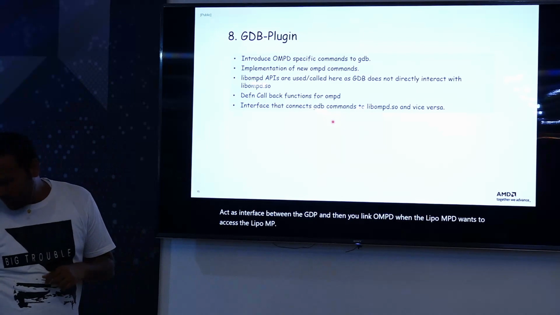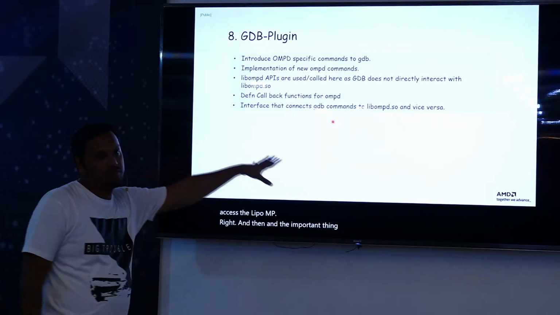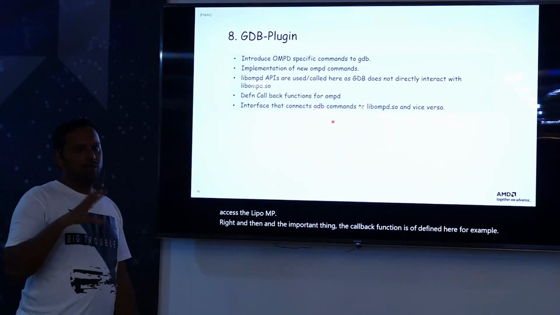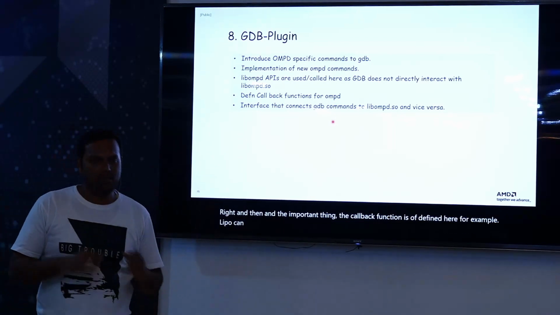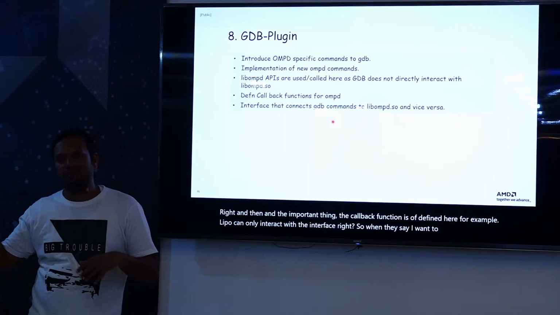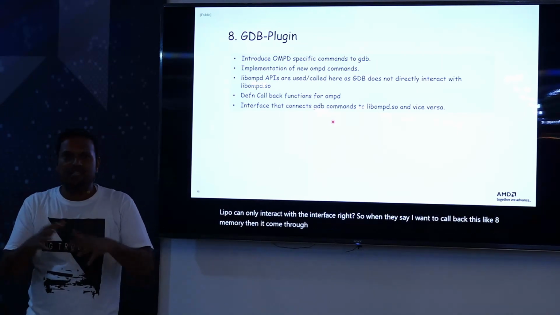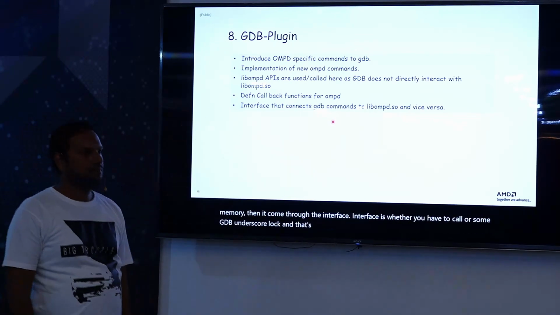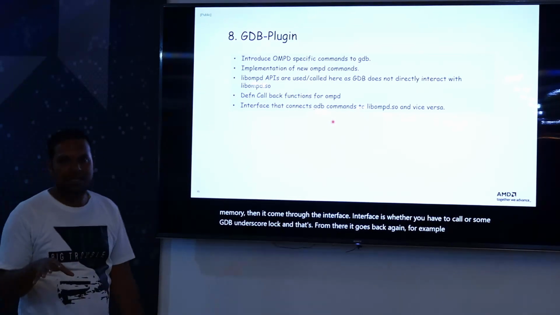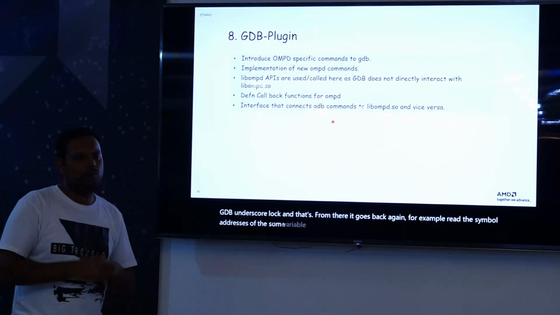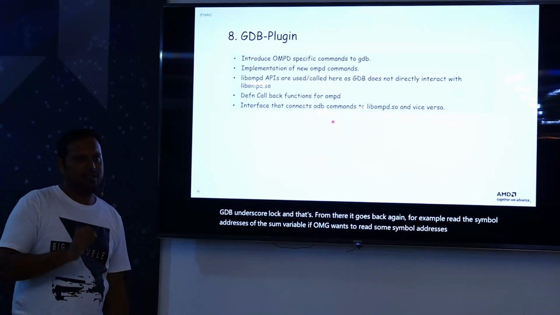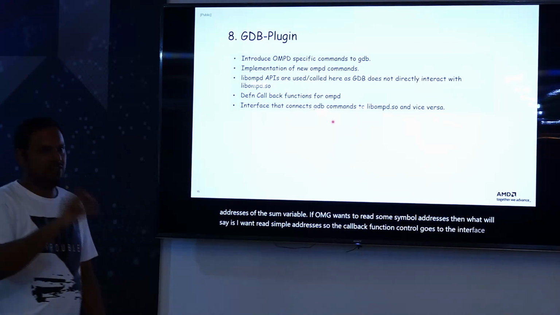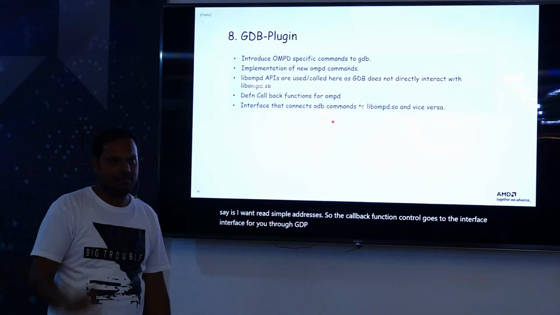Right? And a very important thing: the callback functions of OMPD are defined here. For example, libOMPD as of now can only interact with the interface, right? So when it says I want to call back to allocate memory, it comes to the interface. The interface decides whether you have to call malloc or some GDB alloc, and from there it goes back. Another example is reading the symbol addresses of some variable. If OMPD wants to read some symbol addresses, it says I want to read symbol addresses, so the callback function control goes to the interface. The interface reads it for you through GDB APIs, right?